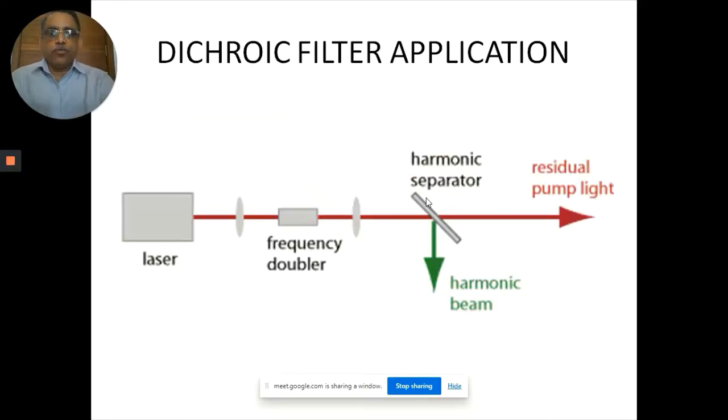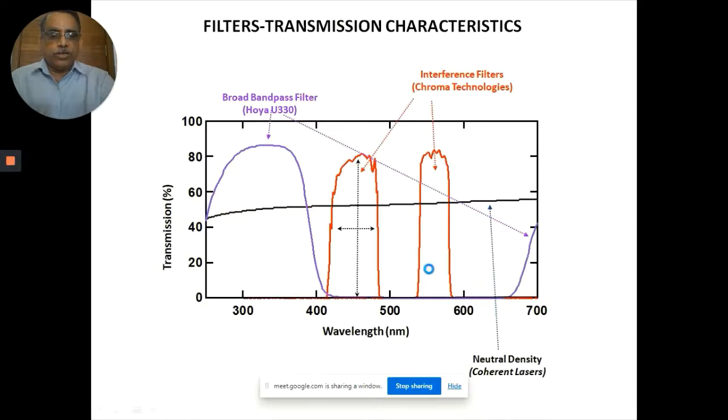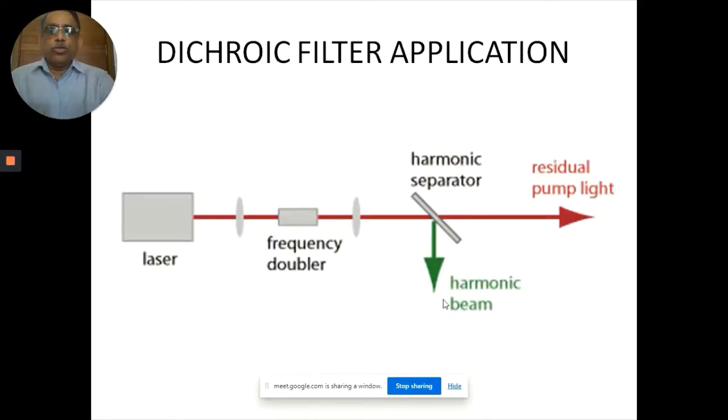Again, you can put one more dichroic filter. You can improve the purity of the laser line. You can put one more here, deflected here, and then you will allow the red line, 1064.